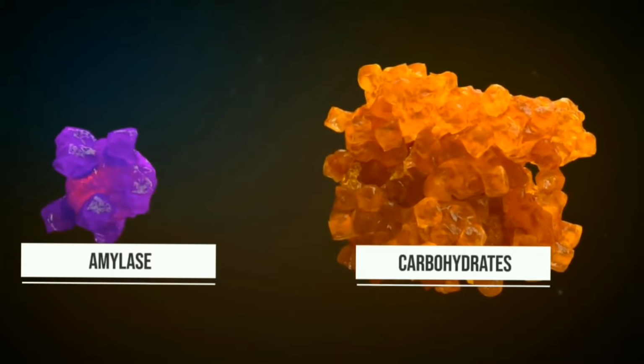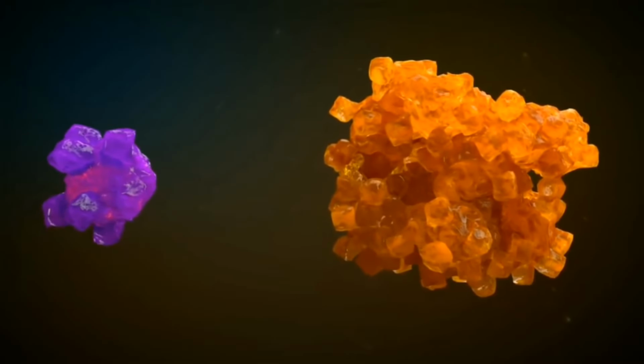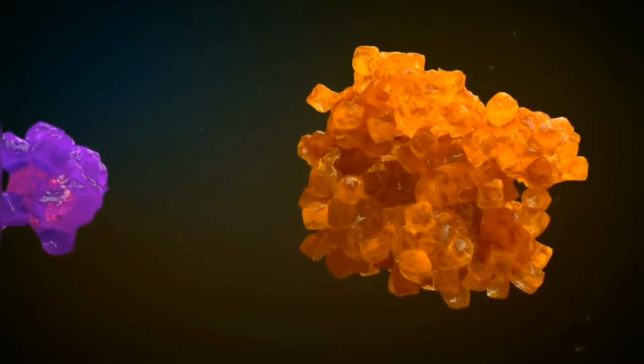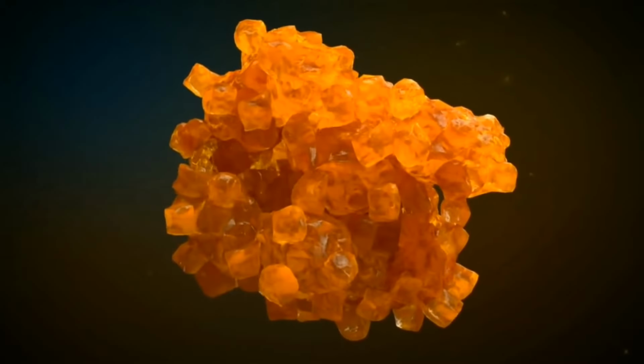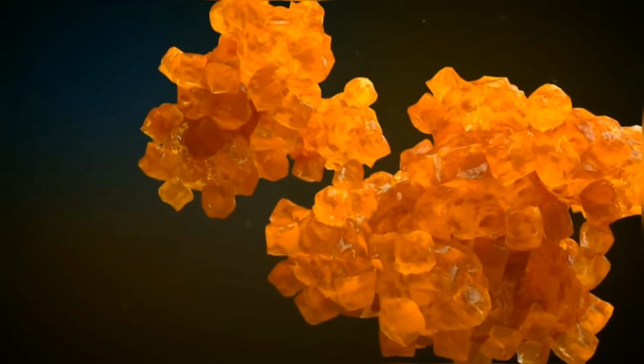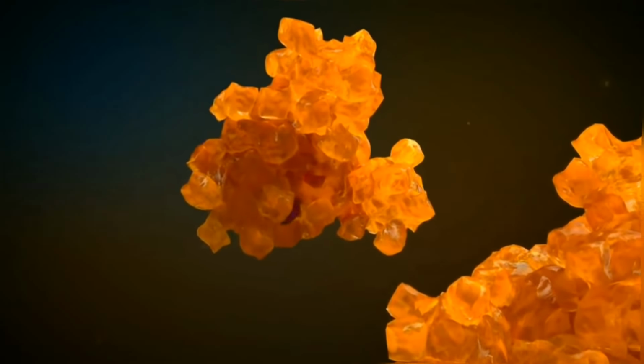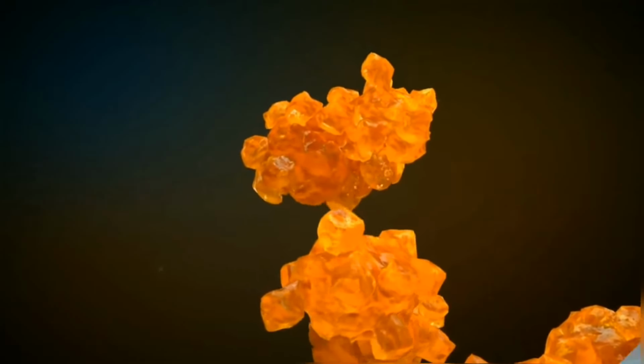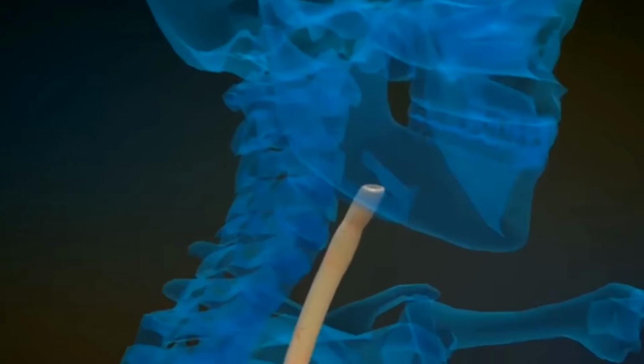The saliva also contains an enzyme called salivary amylase, which breaks down the carbohydrates into maltose. So the digestion of carbohydrates has already begun. And the final product, bolus, is then pushed into the esophagus by the tongue.